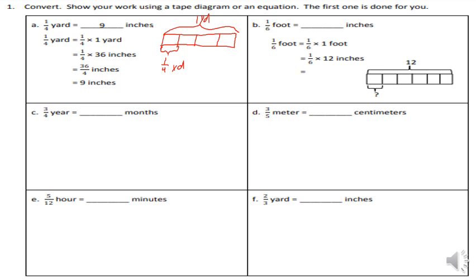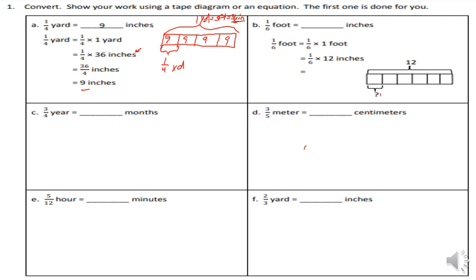Now the question wants you to be in inches. So we know that 1 yard is equal to 3 feet, and 3 feet is equal to 36 inches. So that allows us to set up 1/4 times 36 inches, which equals 36 over 4, and we know 36 divided by 4 is 9 inches. So I know this is 9, and I like filling out the tape diagram because when I fill it up, 9 times 4 is 36, and that verifies that I got the correct answer.